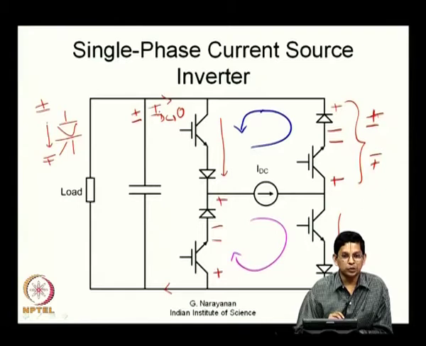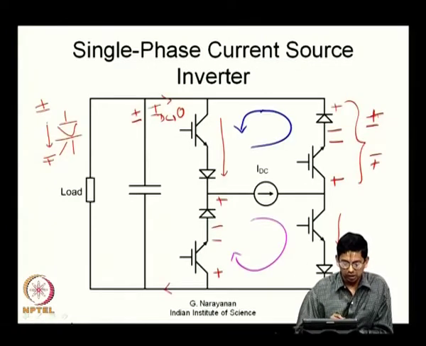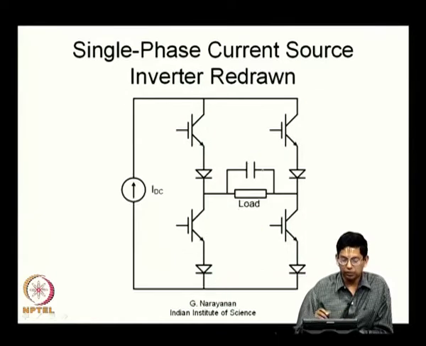So, like a voltage source inverter is capable of applying plus VDC, minus VDC or 0, this is capable of injecting plus IDC, minus IDC or 0 through the load. This is a current source inverter now. So, how can you have a 3-phase current source inverter is one question. Before that, let us just have this redrawn, because I have drawn it with some orientation. Here I am just drawing it with a different kind of orientation now.